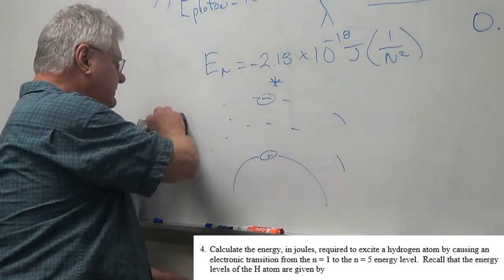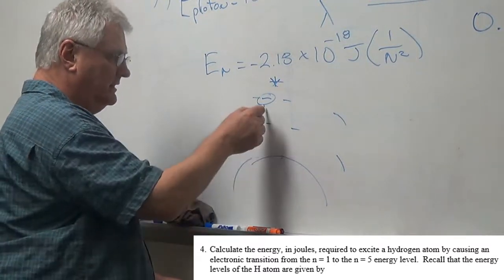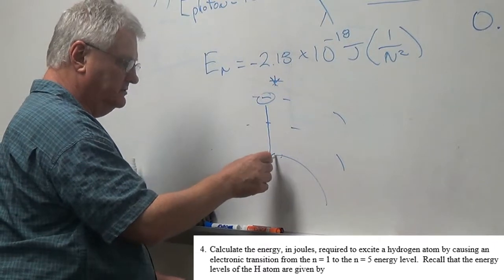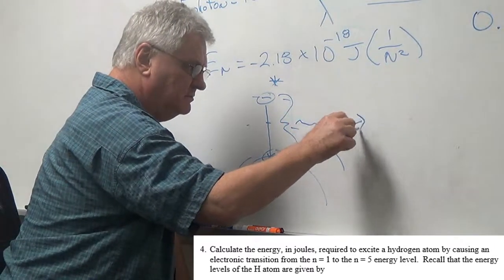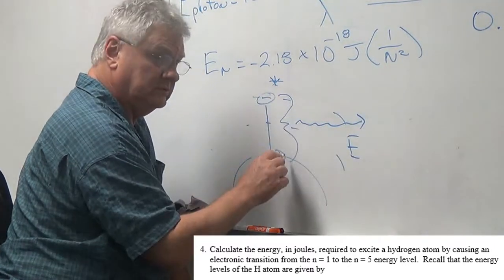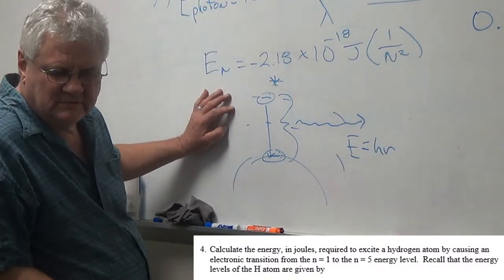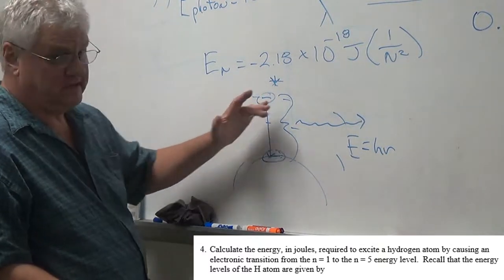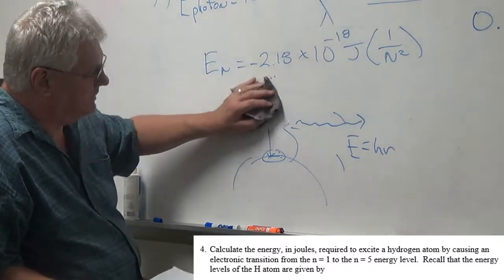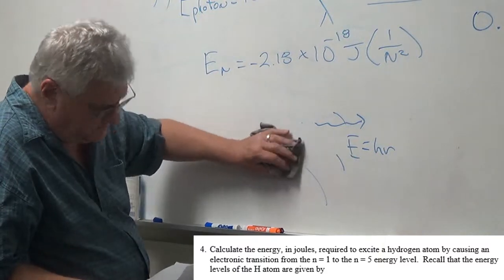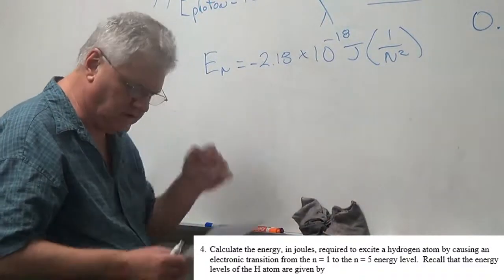On the other hand, if an electron's in an excited state to begin with, and it returns to a lower energy level, well, now it's going to give off a photon that's equal to this change in energy. So the first example, it was absorbance of a photon. The second example is it's emitting a photon. In problem number 4, the electron is absorbing a photon.